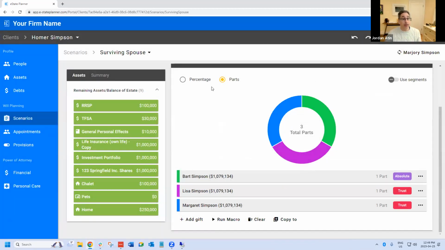Most of the time though, all you're doing is adding gifts. You're not adding segments, because segments you only use if you're breaking down a percentage into smaller percentages that aren't equal. Okay.